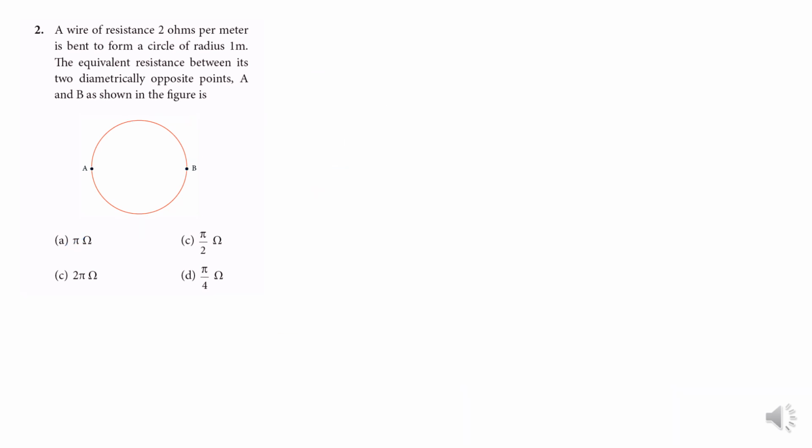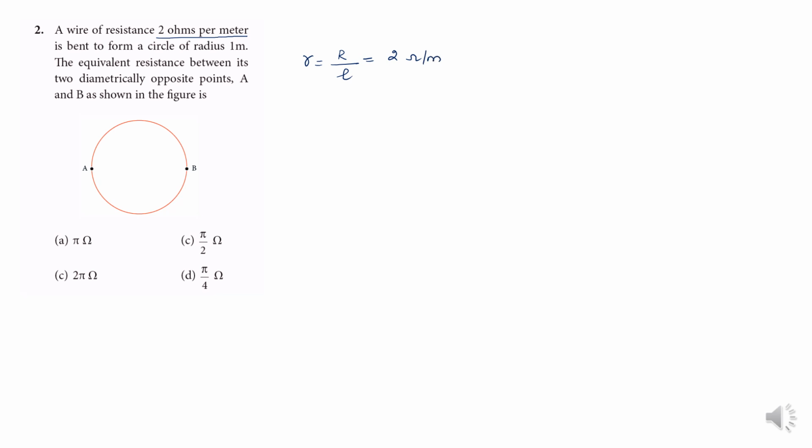Question number 2. A wire of resistance 2 ohms per meter is bent to form a circle of radius 1 meter. The equivalent resistance between its two diametrically opposite points A and B as shown in the figure is. So what is given as resistance per meter length? We are taking it as small r, which is resistance per unit length, which is given as 2 ohms per meter.